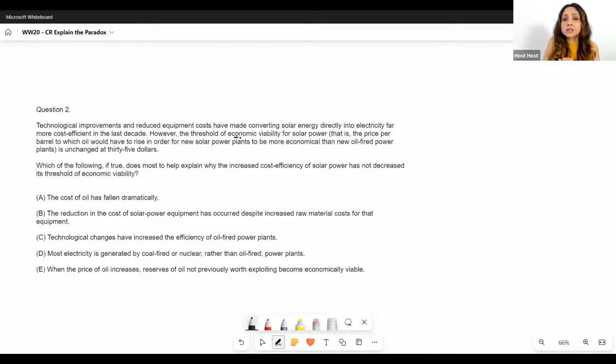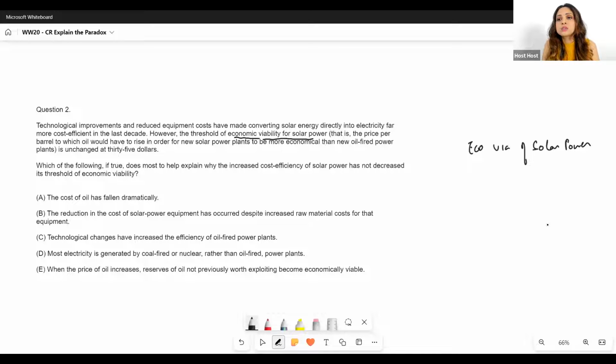Now, look, they have given us a term which we do not understand unless we really belong to that field. But they have explained that term properly to us. What is economic viability of solar power? That is the price per barrel to which oil would have to rise in order for new solar power plants to be more economical than new oil-fired power plants.